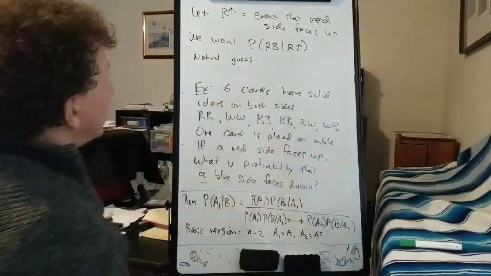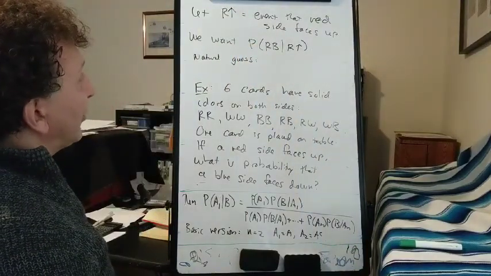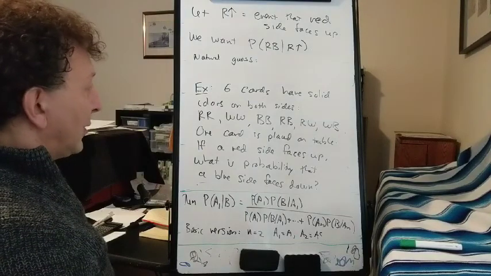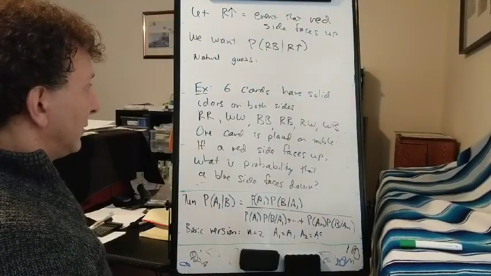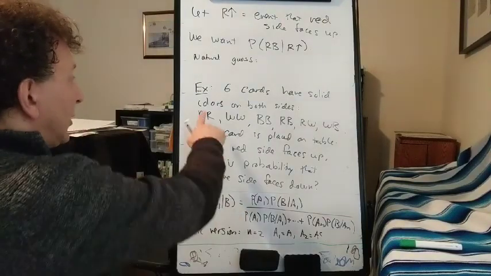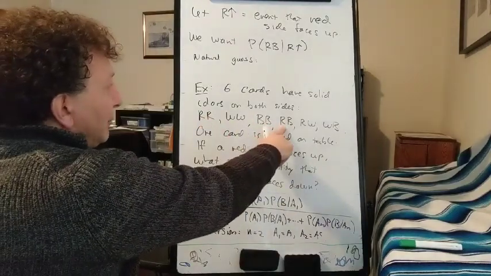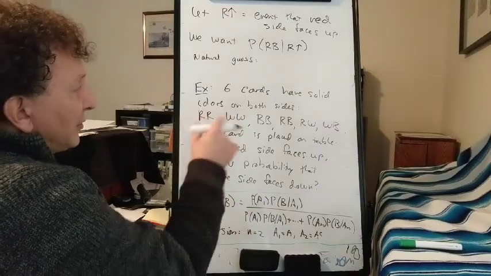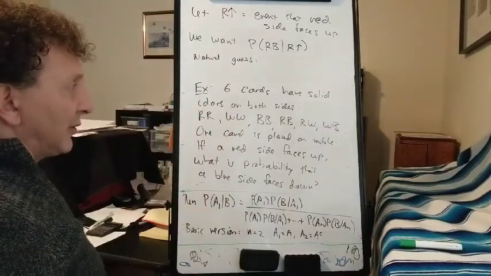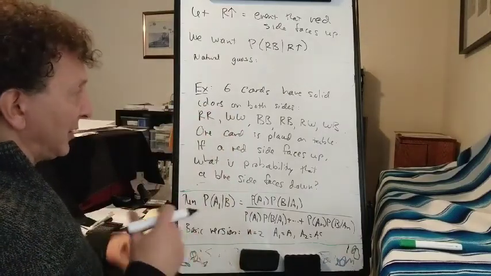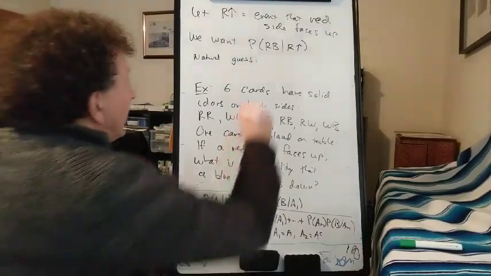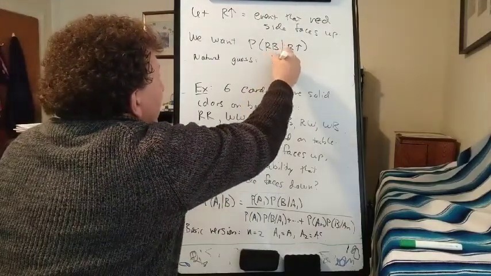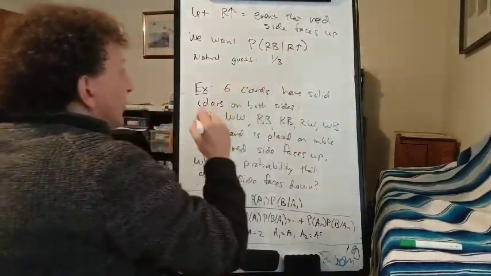A natural guess is, if we've got a red side up, what are the possibilities for what could be down? It could be a red-red card, it could be a red-blue card, it could be a red-white card. So given those 3 cards, if we believe that the cards are all equally shaped and weigh the same and feel the same, it might be natural to guess 1/3, but this isn't quite correct.